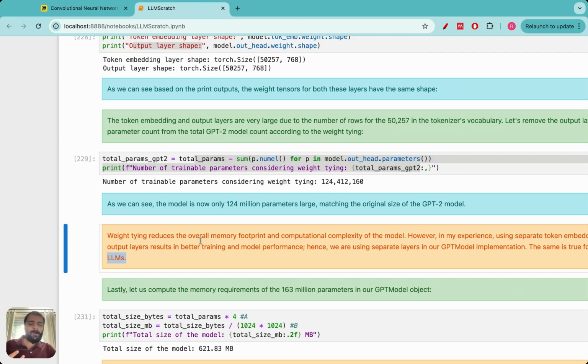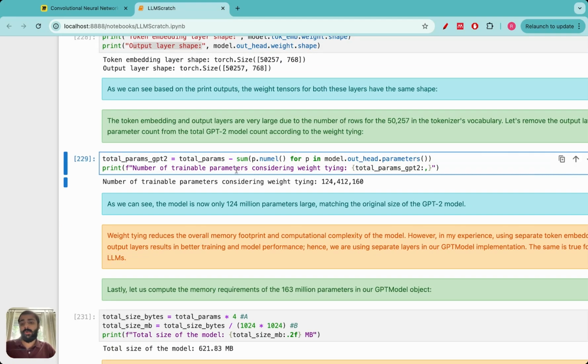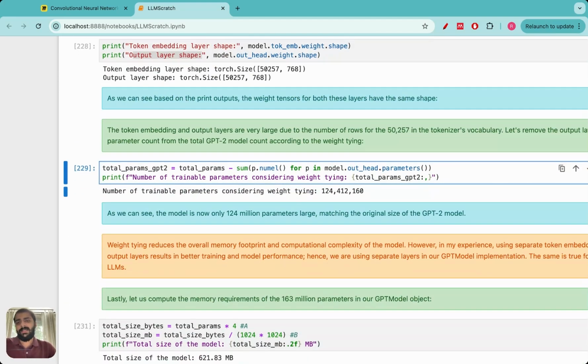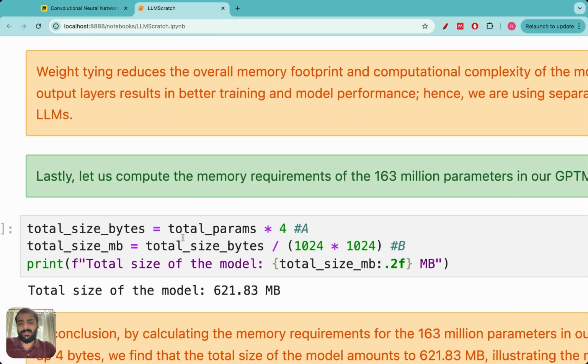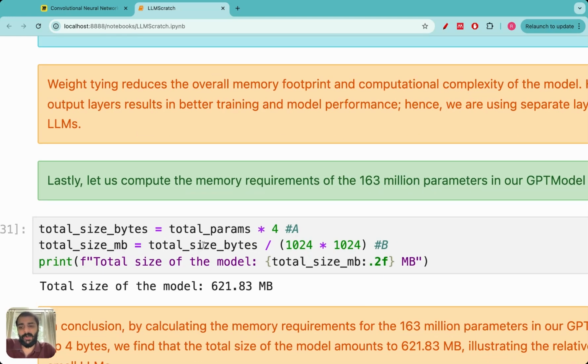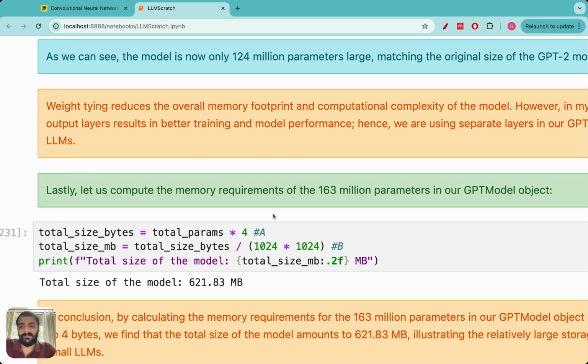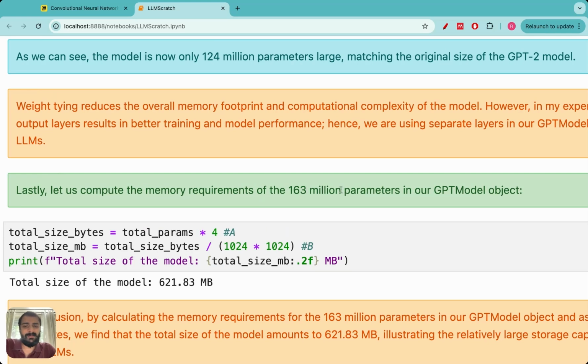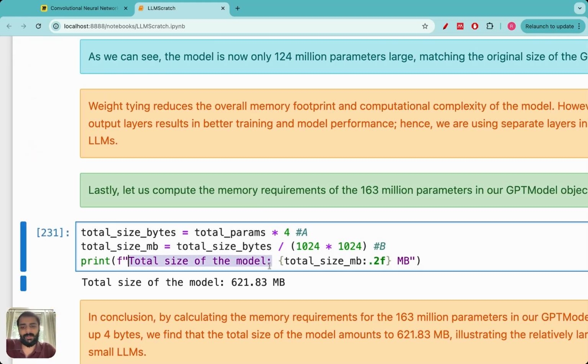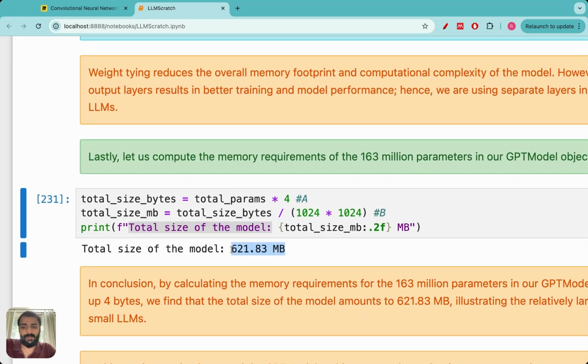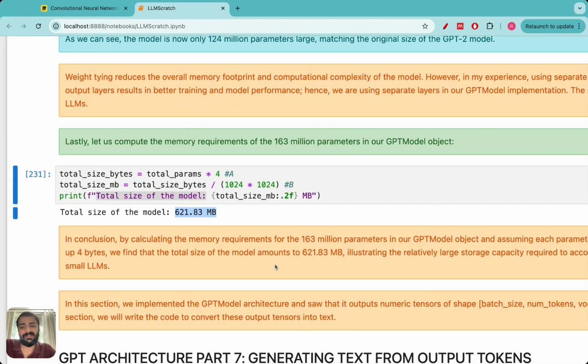But to get better model training and performance, it's good not to reuse the parameters. We can also print out the space which is taken by our model. So we can compute the memory requirements of the 163 million parameters. The total size of the model turns out to be around 600 megabytes of space.